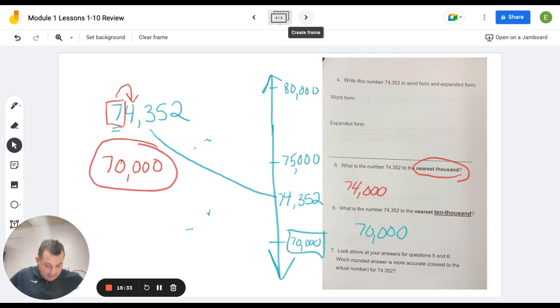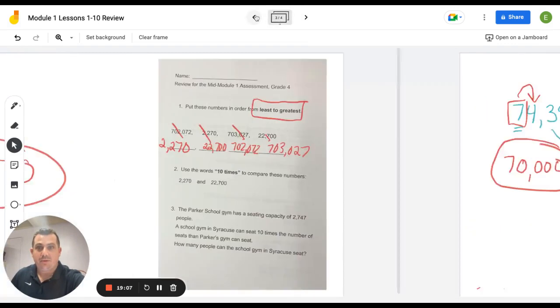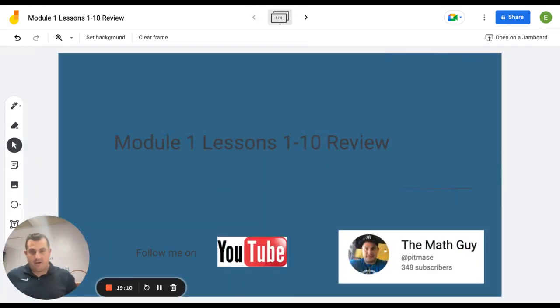Okay. And the last one, when we're looking at answers for 5 and 6, which rounded number is more accurate, which is closest to the actual number? Well, when we rounded it to the nearest 1,000, it became closest to the actual number. Okay, the smaller place value is going to give you a more accurate estimate, and the greater place value is going to give you the bigger estimate. Okay, so I hope that was a help. That is almost a 20-minute video on lessons 1 through 10.